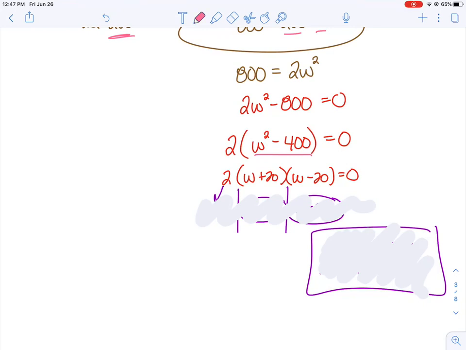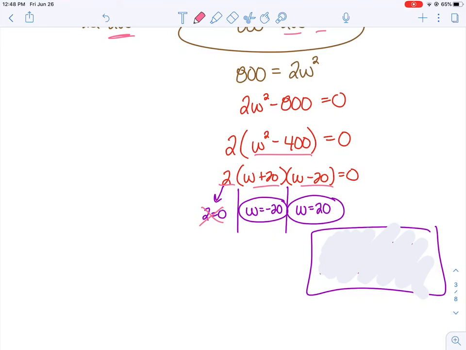Now that I have all of my factors, that's 1, 2, 3 factors set equal to 0, I can set each one equal to 0 and figure out what W equals. When I set the 2 equal to 0, I get an equation that doesn't quite work, so that's gone. I end up having a W equals negative 20 and a W equals 20. Okay, great. Answers are done.